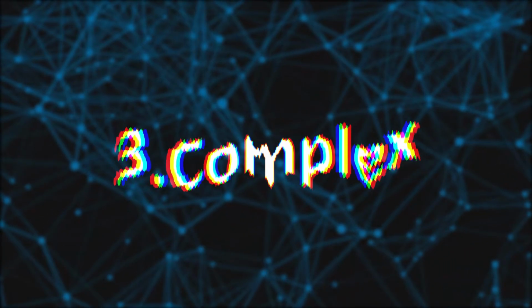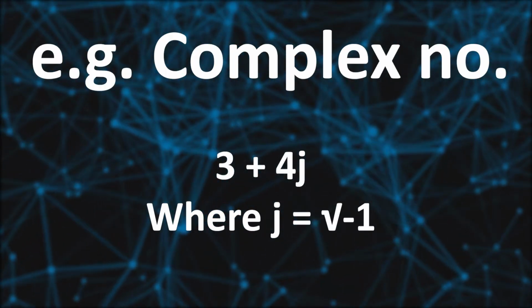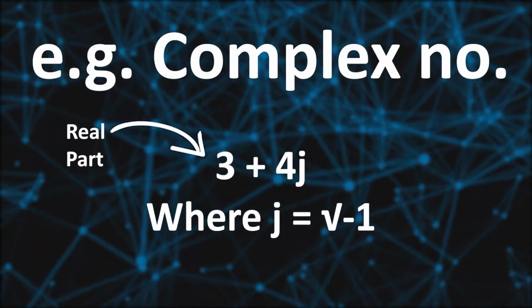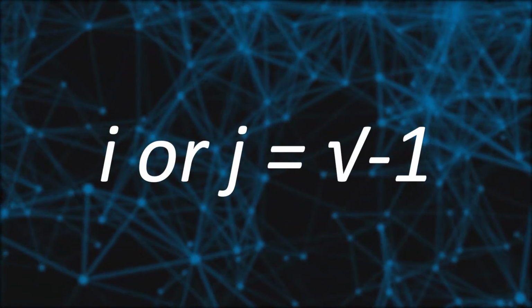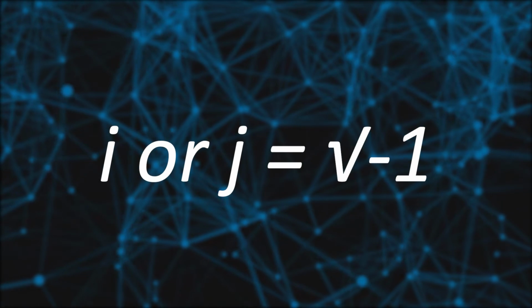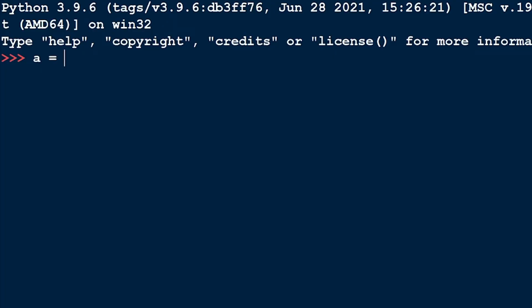The third type of number we can declare in Python is the complex number. So there are two parts in complex numbers. The first part is the real part and the next part is the imaginary part. Many people use the letters i and j to denote complex numbers, and Python uses the letter j to denote the complex number. So let's get into the interpreter to see how we can declare a complex number.